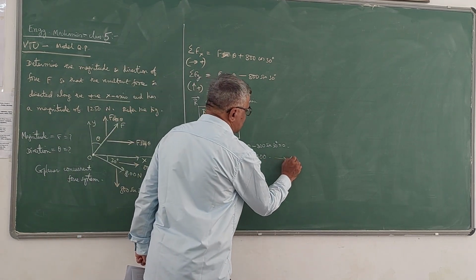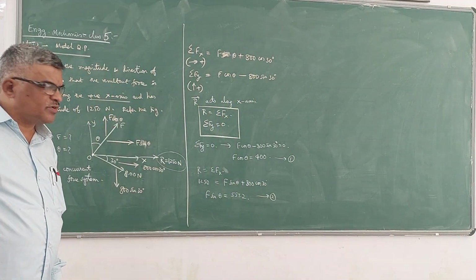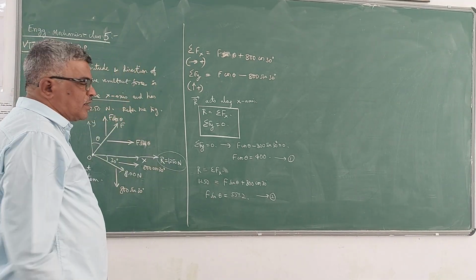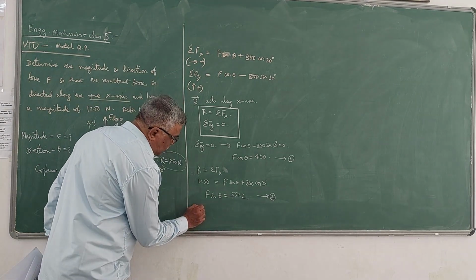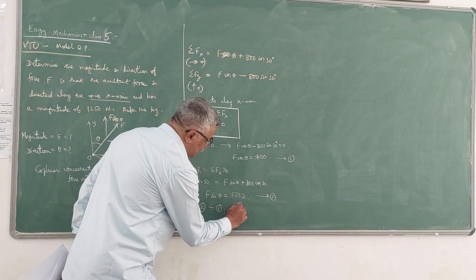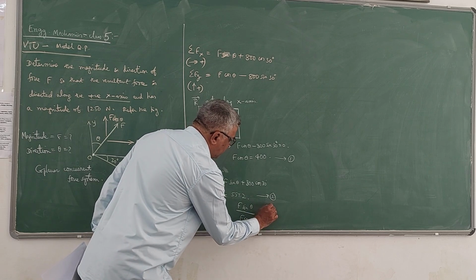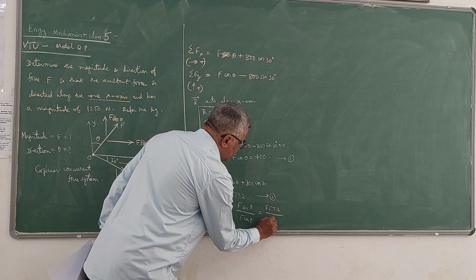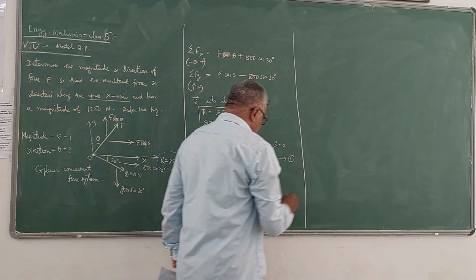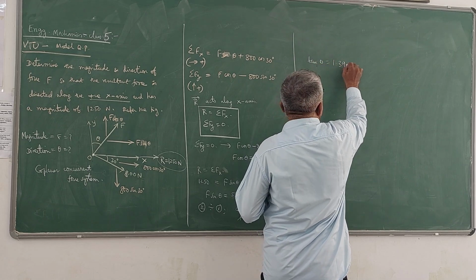Now this is, I call this equation 1, I call this equation 2. So there are two unknowns, there are two equations. Whenever you have cos theta and sin theta terms, you can divide one equation by the other to get tan theta. So equation 2 divided by equation 1: F sin theta by F cos theta is equal to 557.2 divided by 400. From this you will get tan theta because F cancels. So tan theta is equal to 1.39.